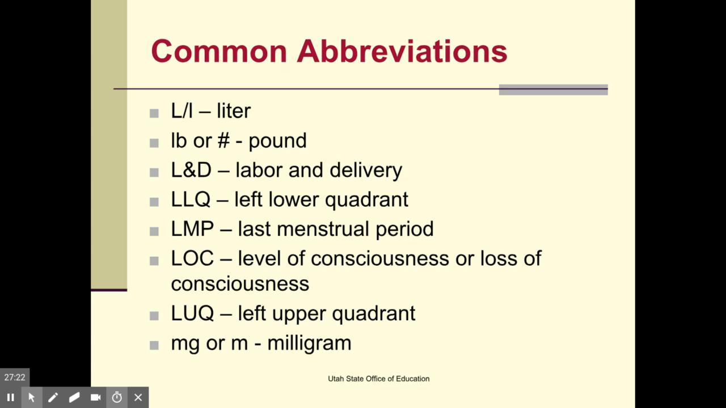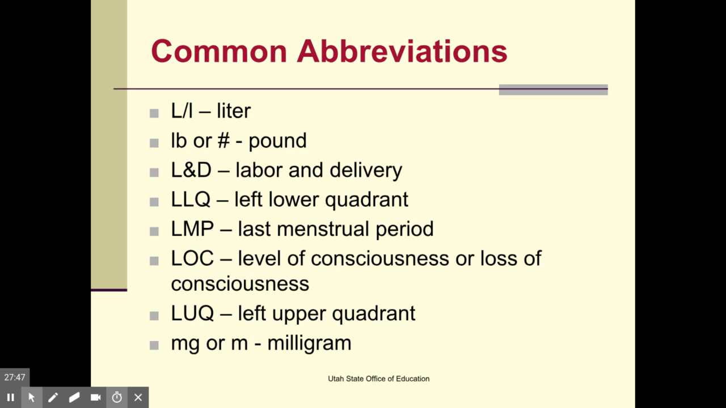For pounds, we really just write LB. We don't use the hashtag because most people your age don't know that that is the pound symbol. So we use LB, or we write out pounds, or LBS. L&D stands for labor and delivery. LLQ, all caps, is the left lower quadrant of the abdomen. We talked about that in our previous slides.